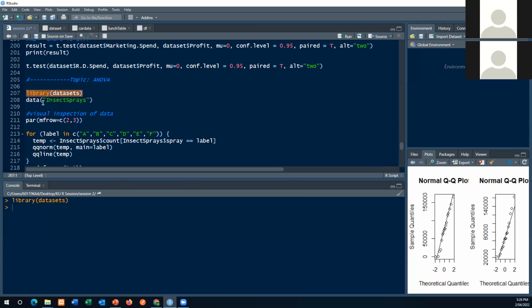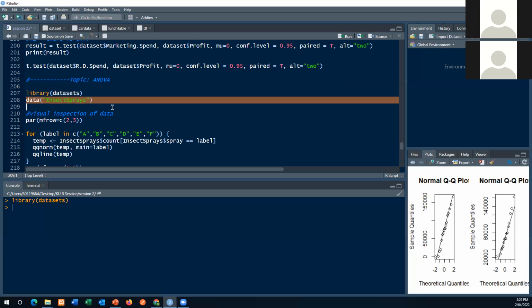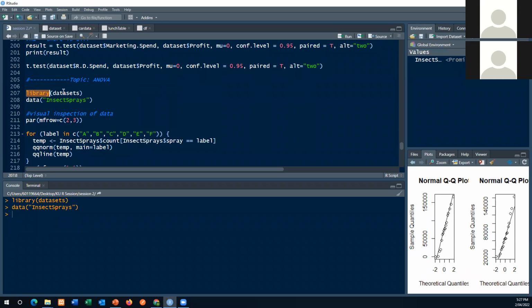One of the data sets is called InsectSprays. It's a kind of pesticide data. You just load the data, since that is part of this library, and now the data is loaded into memory. So when you use the data command, it knows this resource is available, because we have loaded that library, and from the library we have got this data.